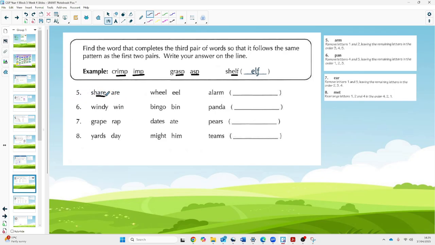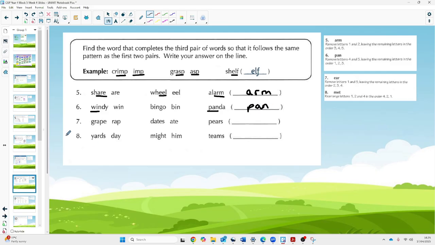So again, we're taking the last three letters here from share to get are, and we're taking the last three letters from wheel to give us eel. So if we take the last three letters of alarm, we get ARM, which spells the word arm, and it'll always spell a word here. I'm going to take the first three letters here, windy to win, bingo to bin. So we're going to take pan from panda.